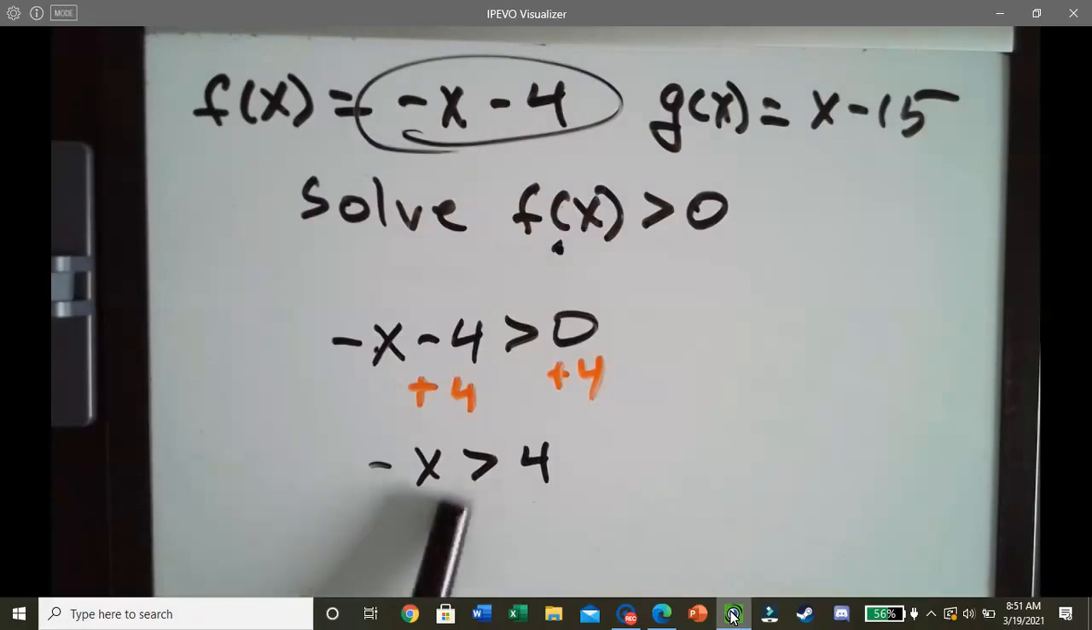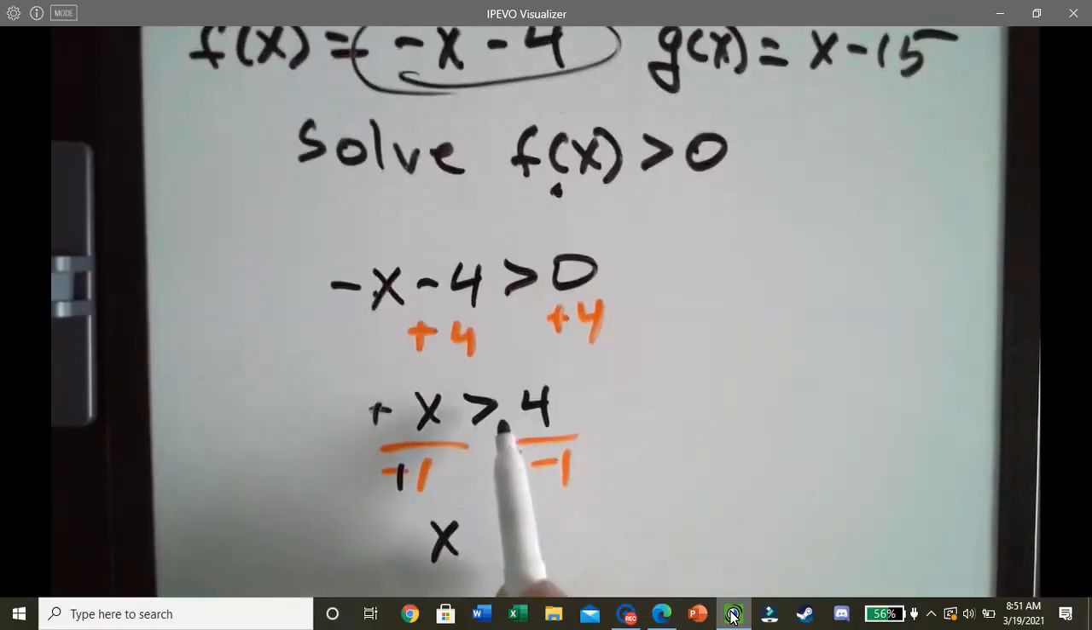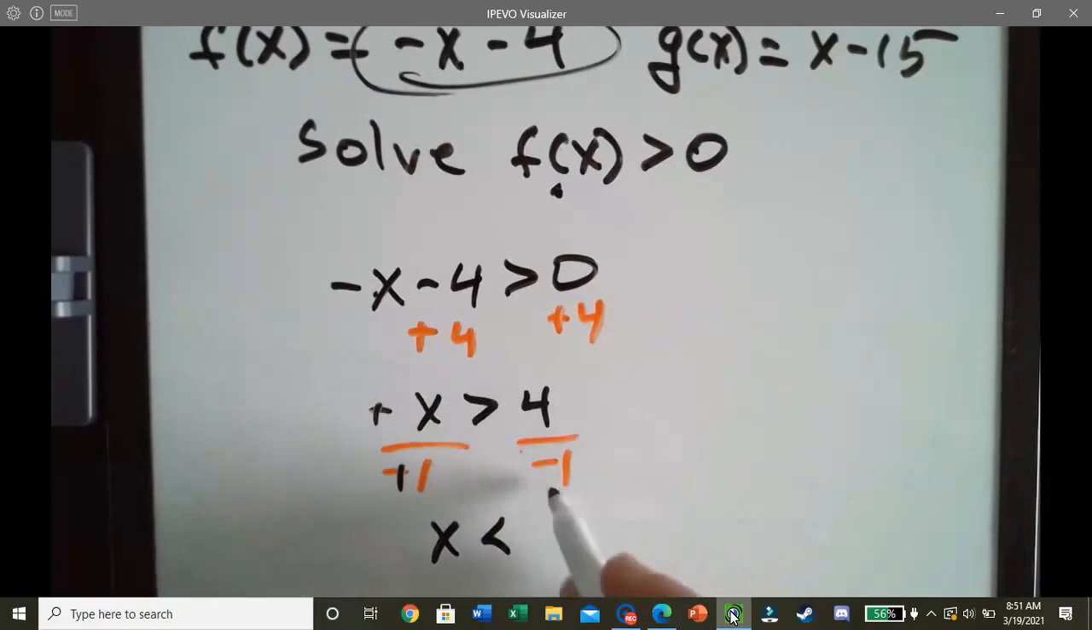We're not, right? It's not simplified completely. So what do we have to do with that negative? You can either multiply or divide by negative 1, right? I like to divide because negative divided by negative is a positive. And so what happens to that inequality sign? It flips, right? X is on the large end, now x is on the small end. Positive 4 divided by negative 1 is negative 4.